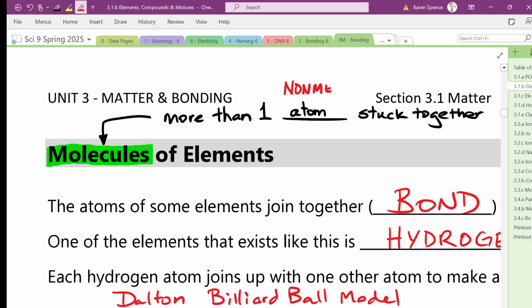Okay, so a molecule is more than one atom stuck together, but not any type of atom, more than one non-metal atom stuck together. Where do we find the non-metals on the periodic table? Tell your partner, where are the non-metals on the periodic table?